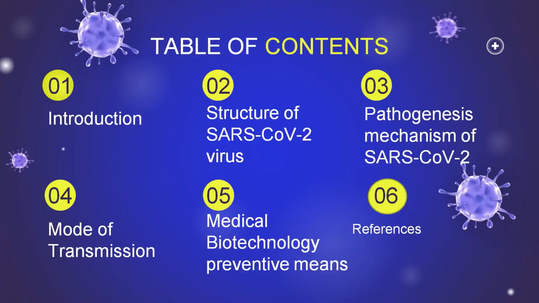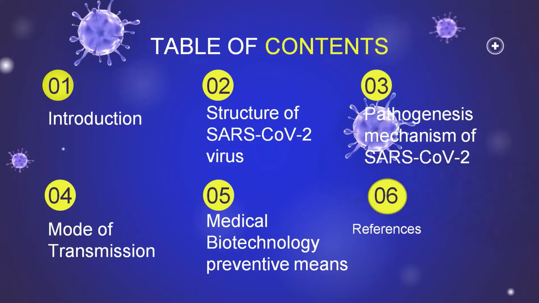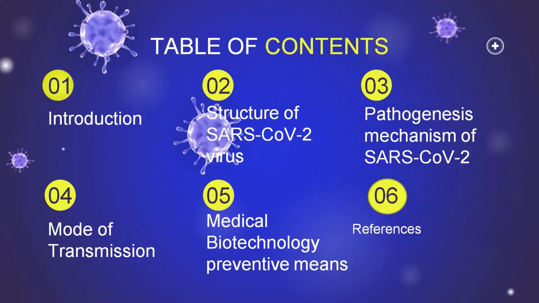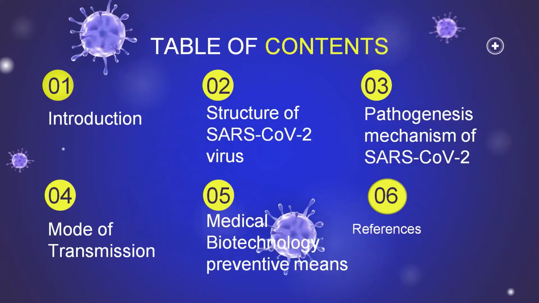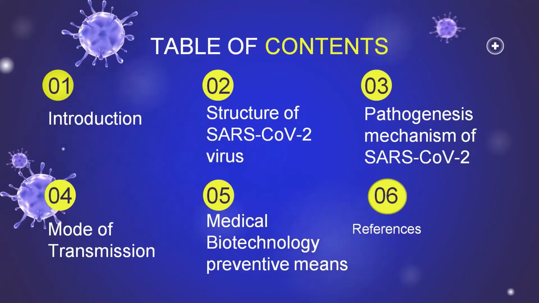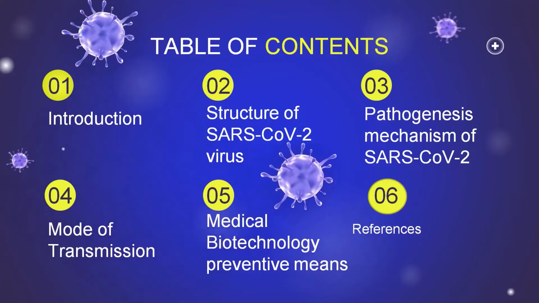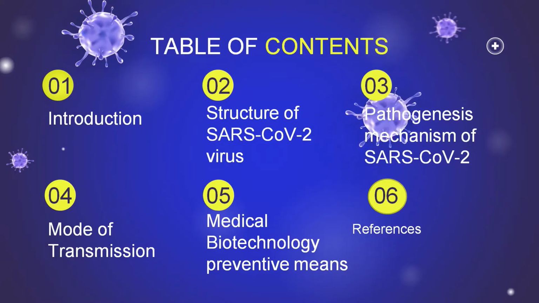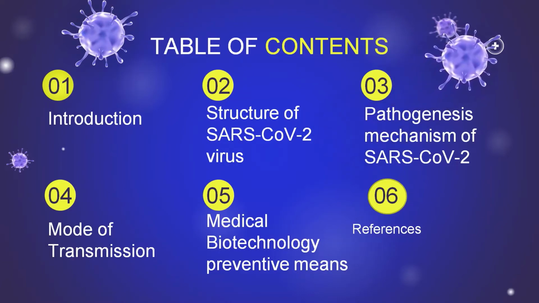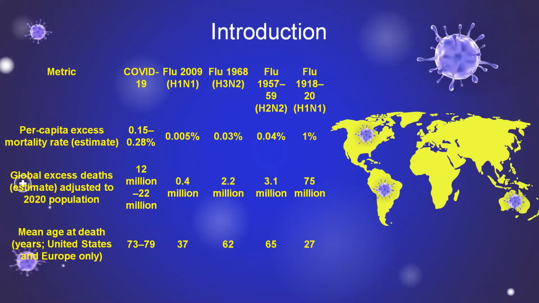To start off with the table of contents: first, an introduction giving some statistics on COVID-19 compared with other pandemics, such as the 1957 H2N2 pandemic. Moving on to the structure of SARS-CoV-2 in order to understand its pathogenesis and its mechanism of action, as well as the modes of transmission. Moving on to the medical biotechnology preventive means, focusing on how to develop new drugs to target COVID-19 and what aspects we should consider, finally ending with the references.